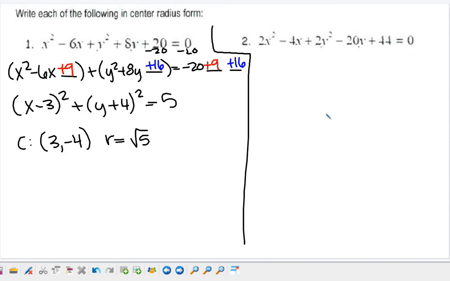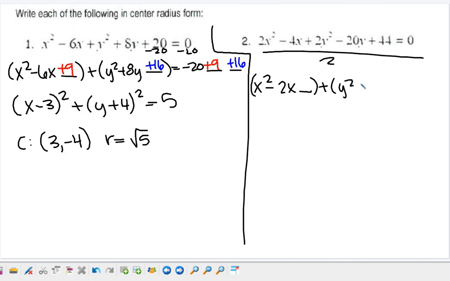Okay. So remember, first thing, if that square term has a coefficient, we're going to get rid of it. So we're going to divide by 2. So I have x squared minus 2x with a blank plus y squared minus 10y with a blank. And this would be negative 22 blank blank, right? To keep my equation balanced.